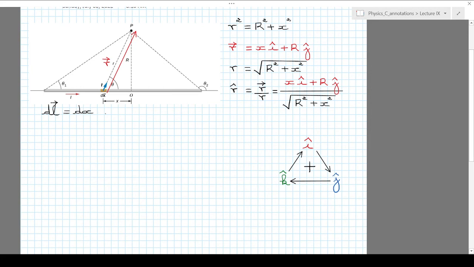This is going to be I dx. But in general, I like the colors, and it makes it easier to identify the products and everything. Let's put the colors, guys. Let's keep the colors.